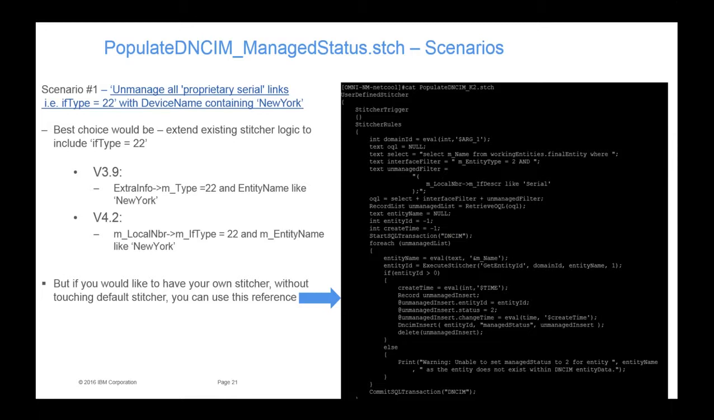But in 4.2, again, it's a local neighbor versus 3.9 extra info. If you want to have your own stitcher without touching any default out-of-the-box stitchers, you can write something similar to what I listed there. I'm going to put the text-based stitcher at the end of this presentation, so if you want to copy it, that will be easy for you rather than retyping everything.